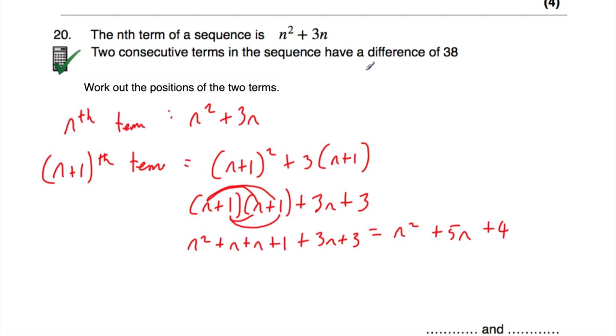So we're going to do n squared plus 5n plus 4, and we're going to take away n squared plus 3n. And that's equal to 38. And whenever we do that, let's see what we get.